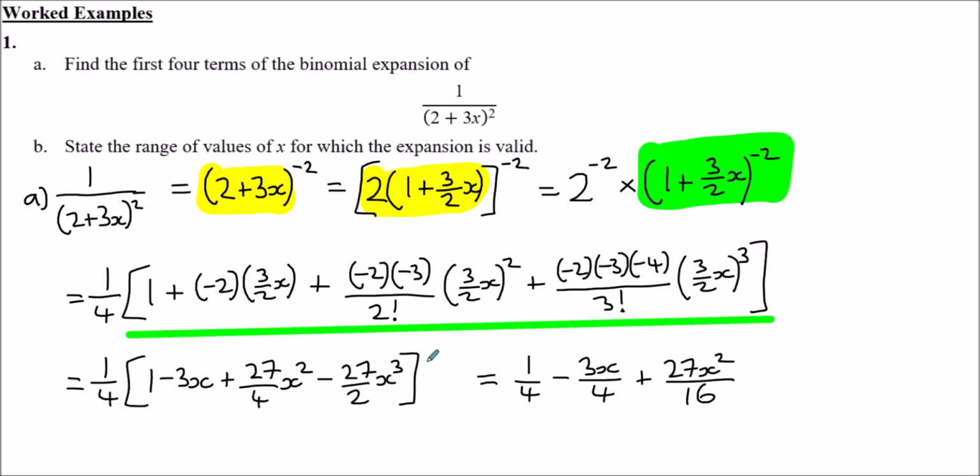Try the calculator if you want to. I would recommend that if you're not sure. You should get 27x cubed all over 8.